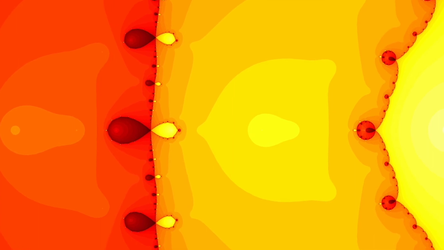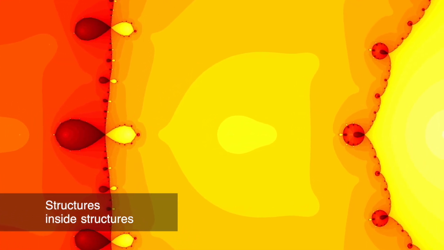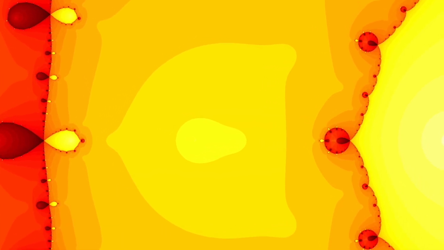In example number 4, I will give you an example of this kind of structures that appear inside structures. So let's zoom into a part of this particular Newton fractal and have a look at what is visible. You'll notice that not all of these structures are alike. Some of them are very different and some of them are very similar.